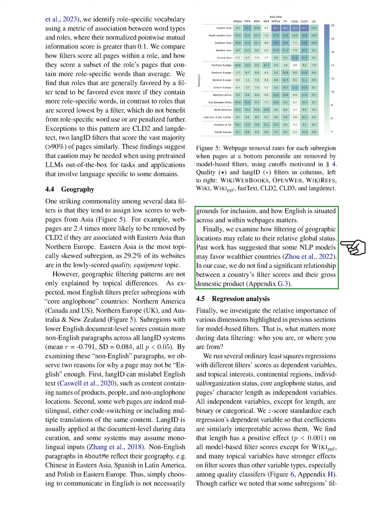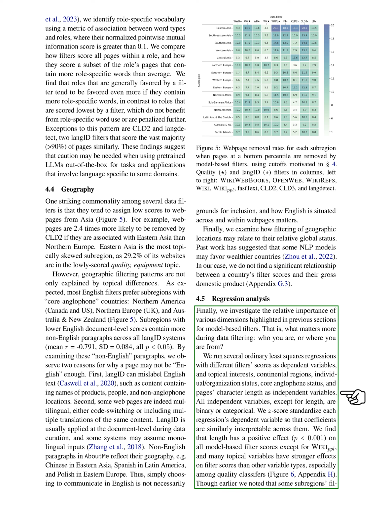We also looked at whether the filtering of geographic locations is related to their global status. Previous research suggested that some natural language processing models might favor wealthier countries. However, we didn't find a significant link between a country's filter scores and its gross domestic product. Lastly, we wanted to understand what factors are most important during data filtering. Is it more about who you are, or where you're from?